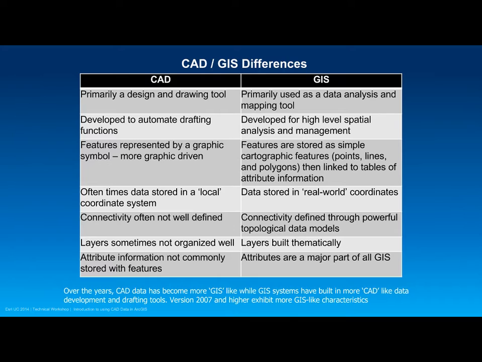All of this being said, over the years, CAD has definitely become more GIS-like. There are extensions for CAD programs that allow you to build and store attributes and do spatial analysis. And GIS systems have become more CAD-like. Like the data editing and creation tools in ArcGIS have gotten much better and are much more like the CAD development and drafting tools. So these two things are kind of coming together a little bit in their functionalities.